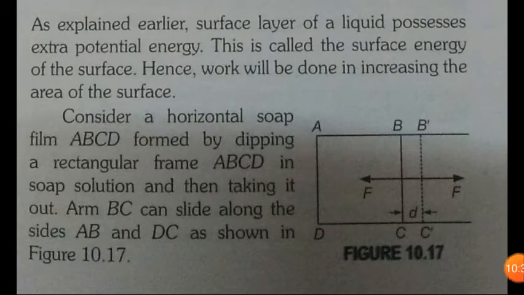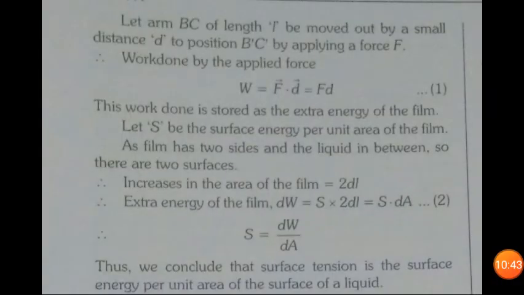Please see this diagram carefully. Then on the next page, we are going to derive the formula. As I have told you, we have to move arm BC of length L a little bit outside by a small distance d to position B dash C dash by applying a force F. So what will be the work done in moving so? The work done W will be F into d. Give it equation number 1. And this work is stored as the extra energy of the film.